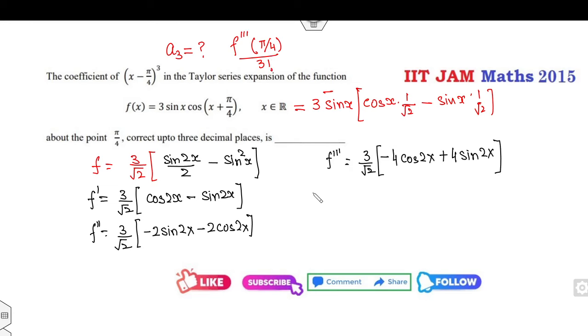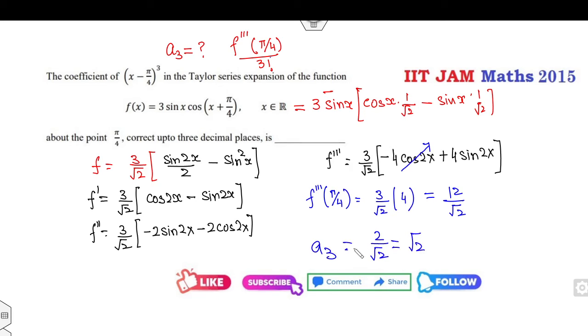Now at the point pi by 4, the third derivative at pi by 4 will have the cos term 0 because cos pi by 2 is 0, and sine pi by 2 is 1, so this number is 4. So that will be 12 divided by root 2. So what is my A3? I divide by 6, so that will be 2 divided by root 2. That will be root 2, the right answer of this problem. So you have to write up to 3 decimal places. 1.414 is the right answer of this problem.